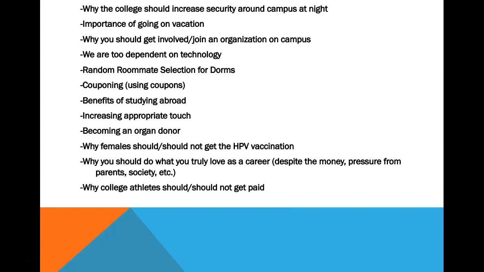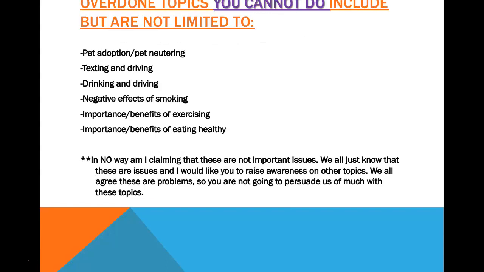So again, you can choose from this list, you do not have to. Overdone topics you cannot do include, but are not limited to, pet adoption, texting and driving, drinking and driving, negative effects of smoking, importance or benefits of exercising, importance or benefits of eating healthy. In no way am I negating the significance of these topics, but we already know they're an issue. We already know that they're important.